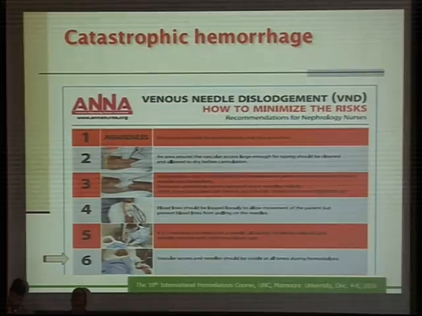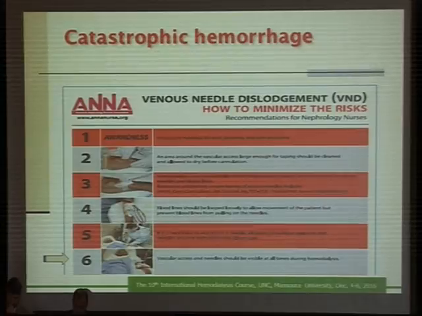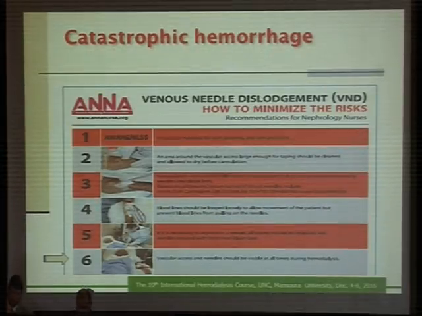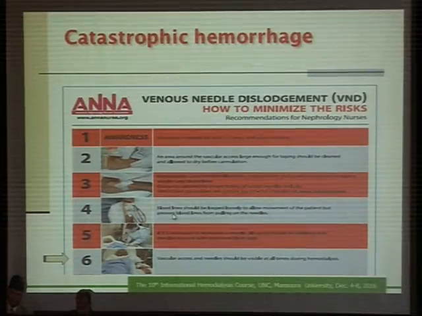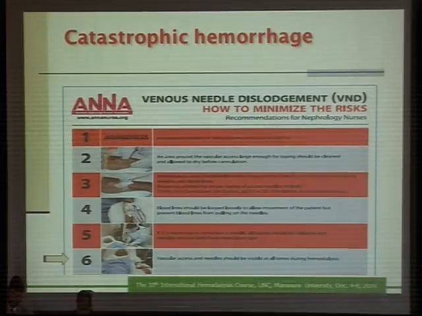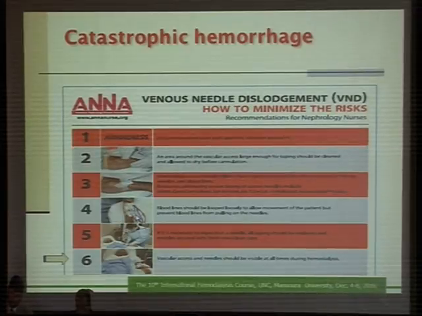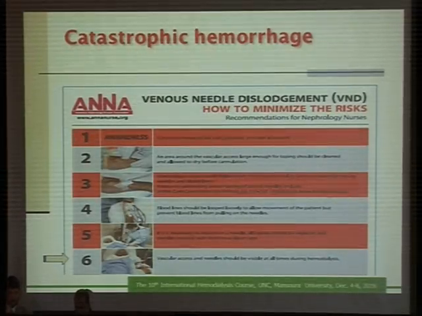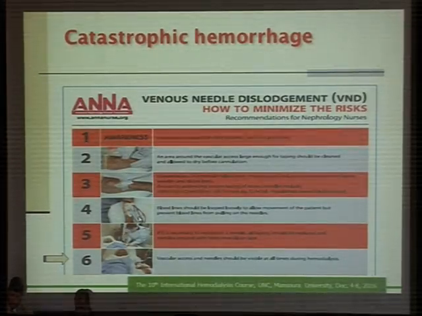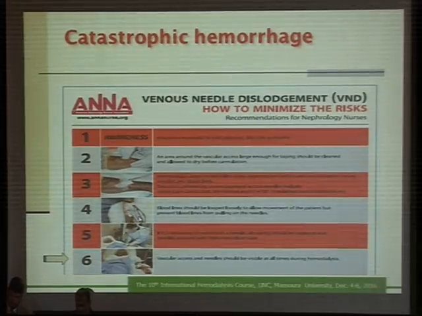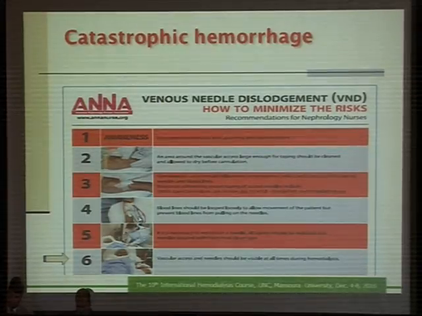Number three, each hemodialysis unit should follow these instructions and policies strictly. The blood lines should be looped loosely to allow movement of the patient and to prevent blood lines from pulling on the needles. This is very important. And if it's necessary to reposition the needle, it's very important that we use a fresh tape. Never use the old one.